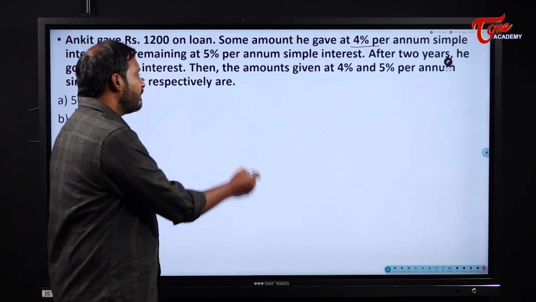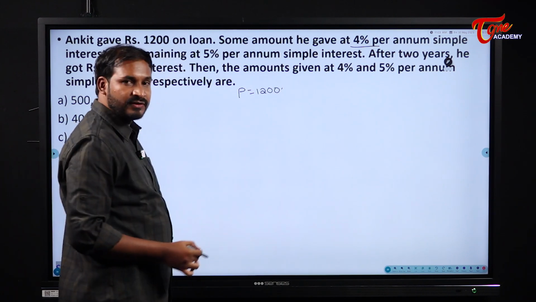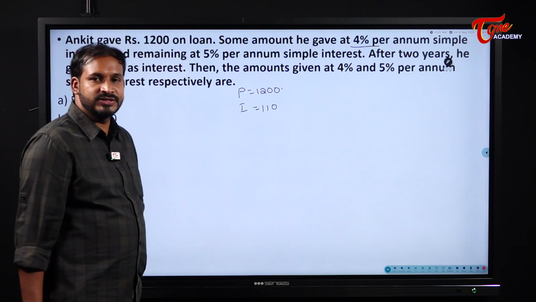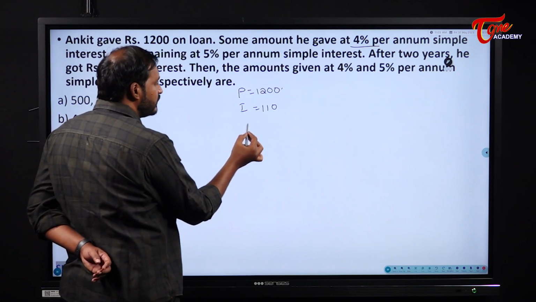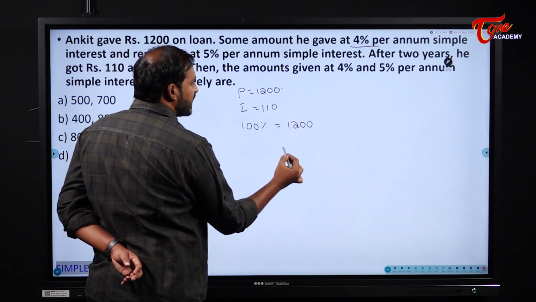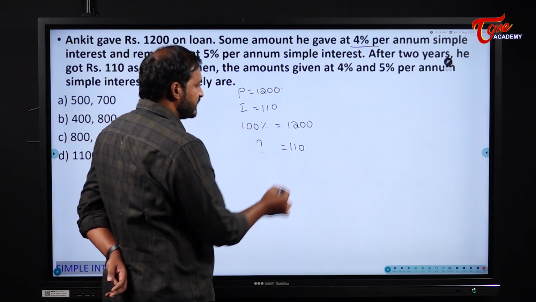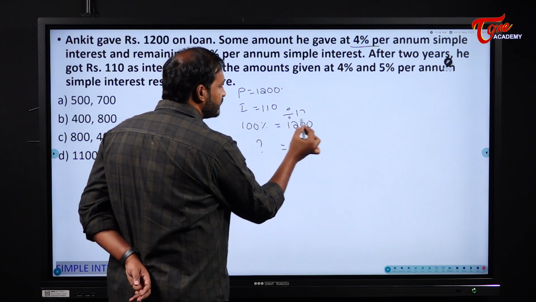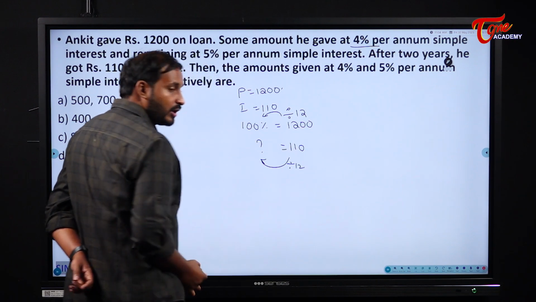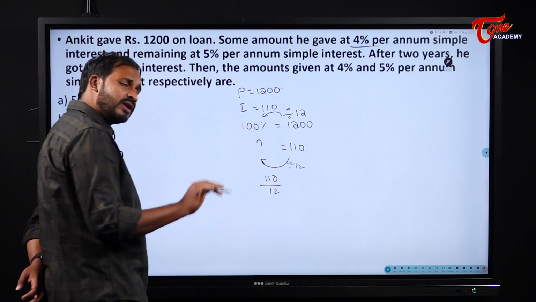Okay. First of all, principal is how much here? 1200. Principal is 1200. And interest is how much? 110. First of all, please find out 100% is how much here? 1200. What is this 110? 110 is what percentage? From here to here, what have we done? Divided by 12, right? Similarly, here also divide by 12. What will you get, students? 110 by 12.